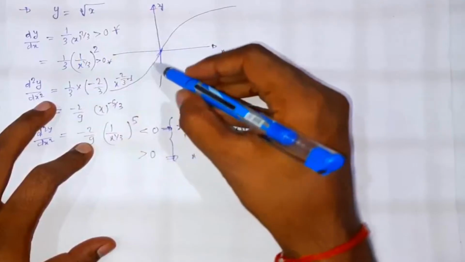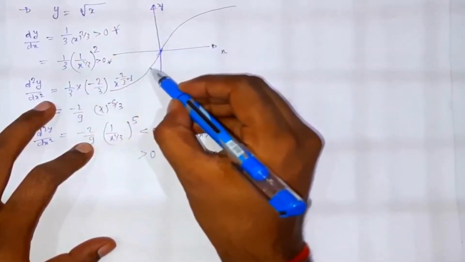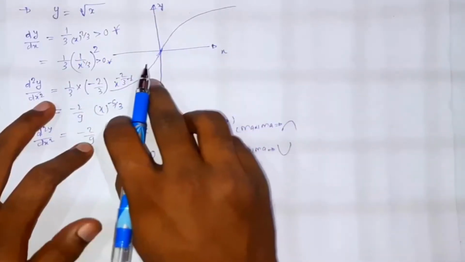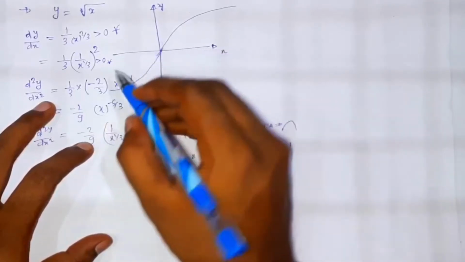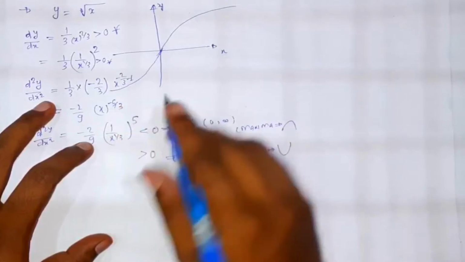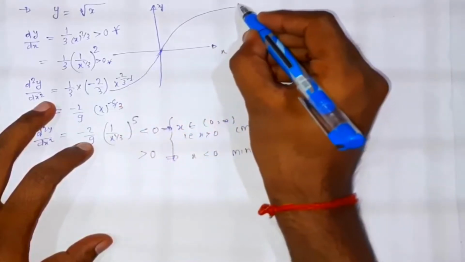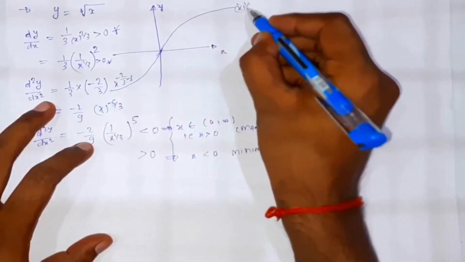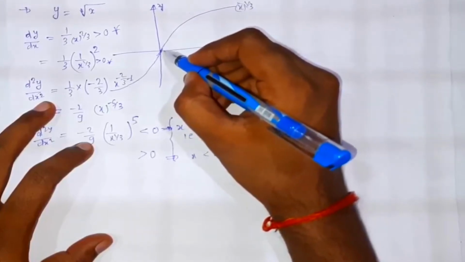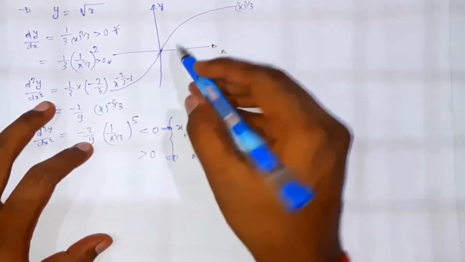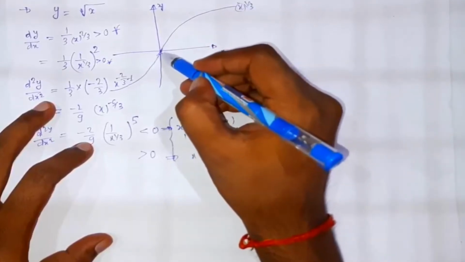Okay. Now I would like to tell you one more thing in this same graph again. If I want to draw the graph of x to the power 1 by 5, then what will happen? This is x to the power 1 by 3. The graph of x to the power 1 by 5 will be like this. It will be like this.